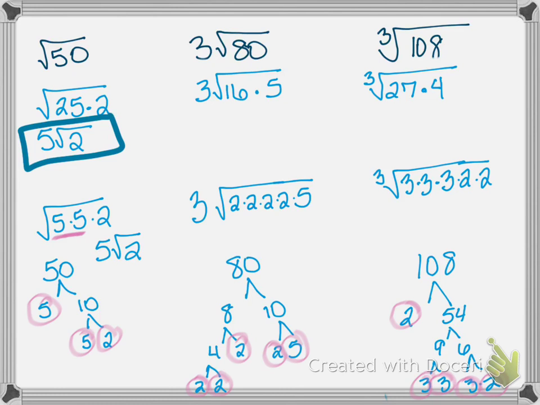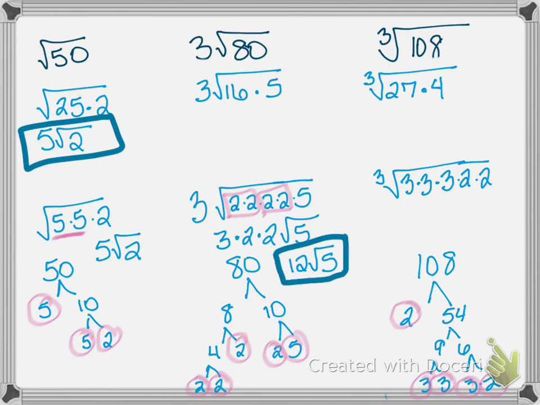Now here, I've got a set of 2's here, and I have another set of 2's here. So that means I'm going to bring out 2 2's. I've got to bring a 2 out for each set. So then on the outside, I'm going to have 3 times 2 times 2 on the square root of 5. 3 times 2 is 6, times 2 more is 12. So I have 12 on the square root of 5. So this is your final answer.